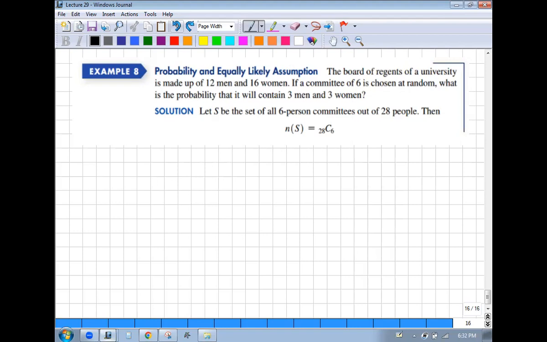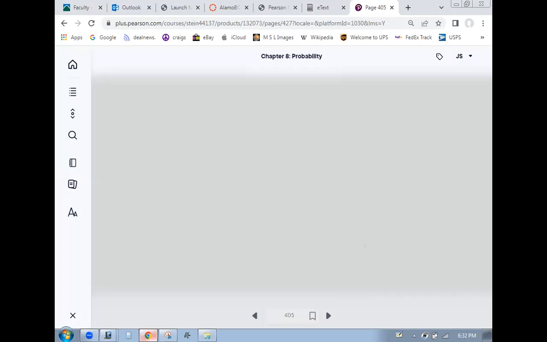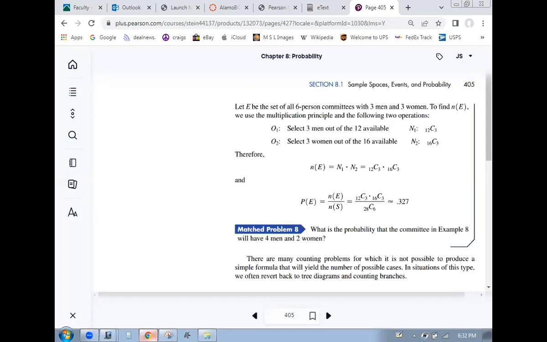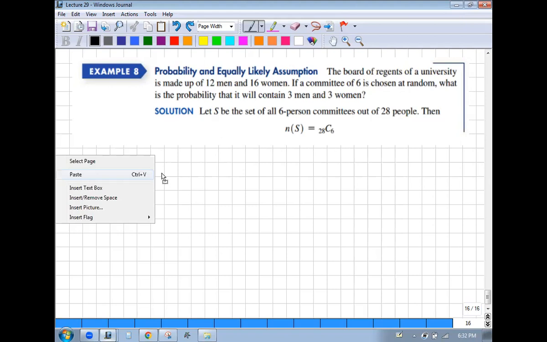So first we have to set up our sample space, right? What are the possible 6-person committees we can have? There's 28 people total, right? 16 and 12. So we have 28 people total and we're choosing 6. So that's our total number of possible committees that we could have, okay? Now we need to figure out how many fit our criteria, and then we simply divide. And from what we learned in the last section, we can figure out how many fit our criteria.